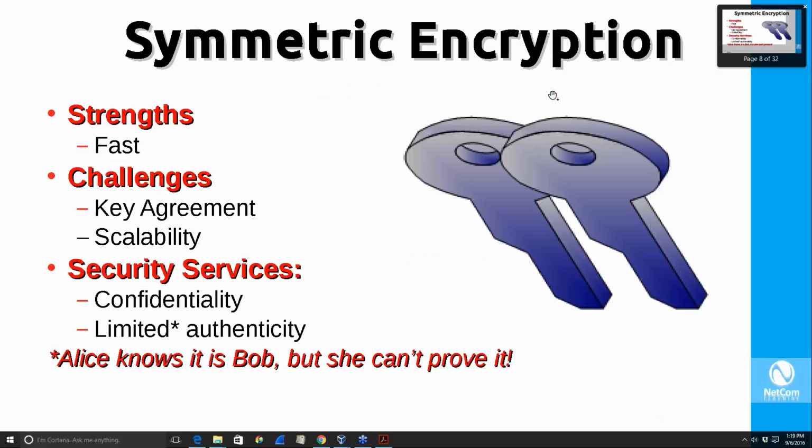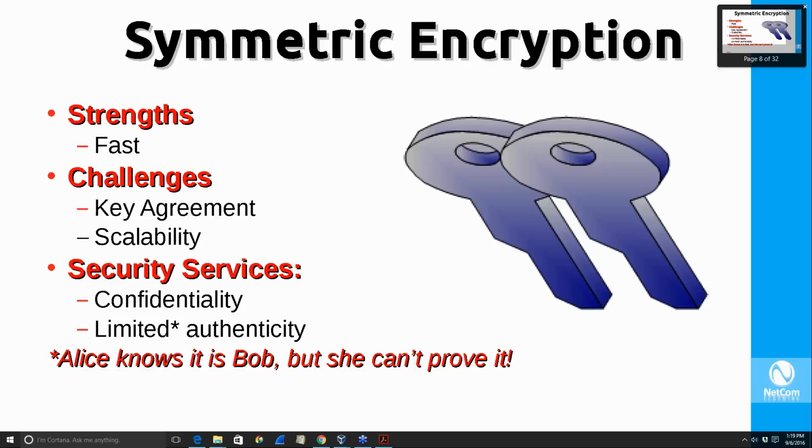So symmetric, we already said all this. The strength of this is that it's very, very fast, right? On a magnitude of 1,000 times faster. It's very simple language. But the challenge is I have to initially share the key, and it actually doesn't scale well. We have to have a key pair for every 2 people that talk. If this were 1,000 different people, I would have 500,000 keys now.